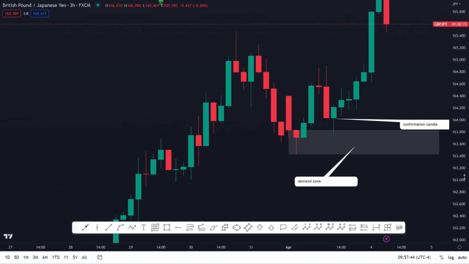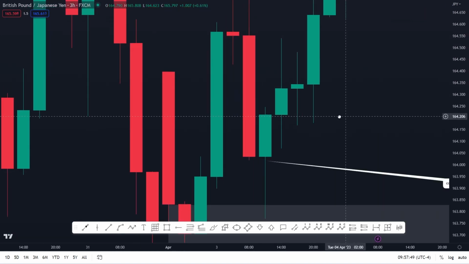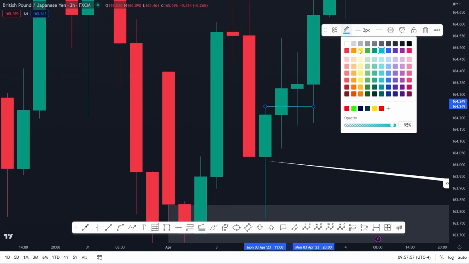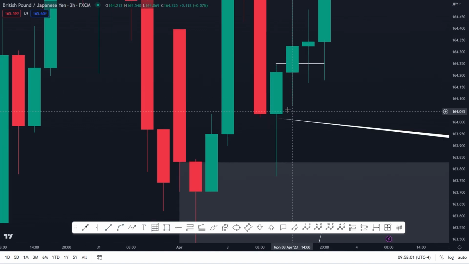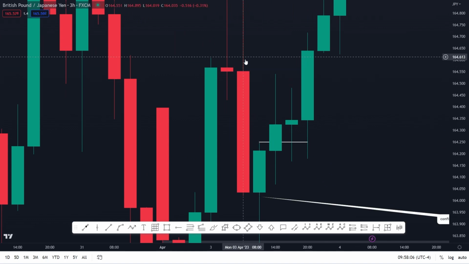So to find it easily, you just have to look at these candlesticks here. Let's make it white, because as you can see right now the market is bullish, but we don't consider this one right now.